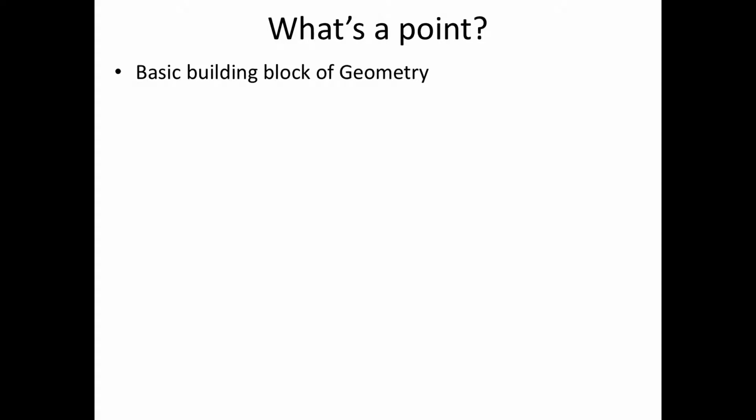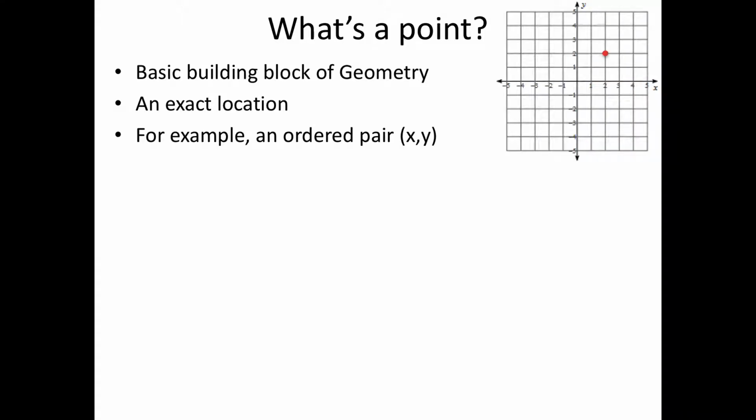Okay? So a point is essentially the basic building block of geometry. It's an exact location. Right? So a point refers to a location. Okay. So for example, in algebra, you guys have done it before, it's an ordered pair, and we call it x comma y. So that little red dot over there represents a location of the intersection between, it looks like x is 2 and y is 2, to come up with a point 2, 2.